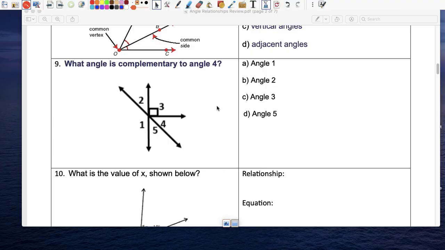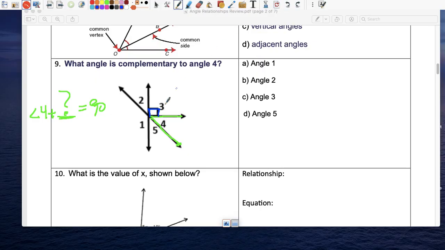Number 9, what's complementary to angle 4? So here's angle 4. You might need a highlighter on your quiz. Here's angle 4, so highlight that. So angle 4 plus this angle here that I don't know, with a big question mark, is 90. Well, it can't be angle 3, because they're telling you right off the bat that angle 3 is 90. So if I add whatever angle 4 is plus 90, I'm not going to get 90. I'm going to get more than 90. So that's not your answer.